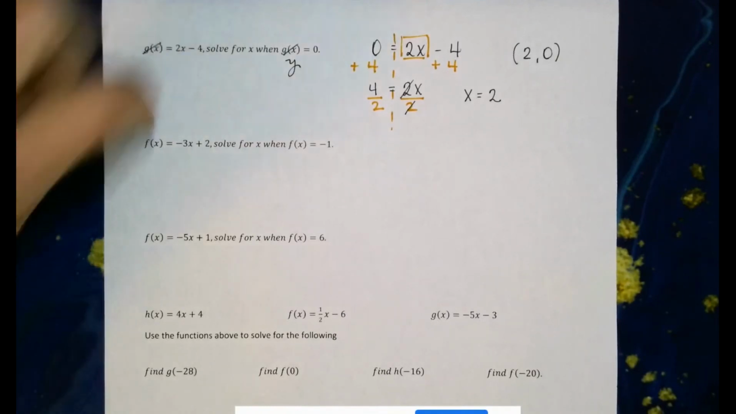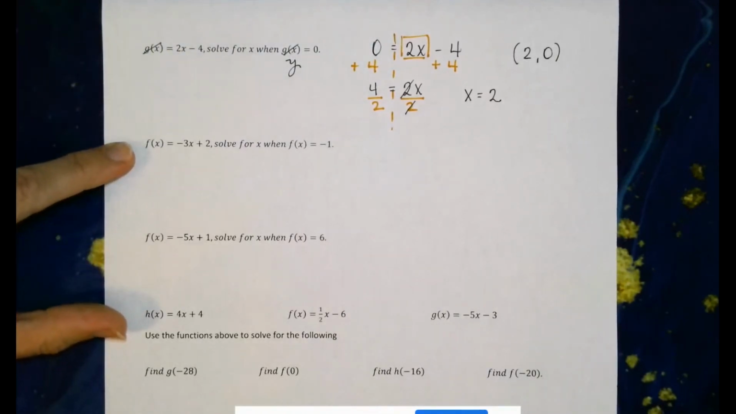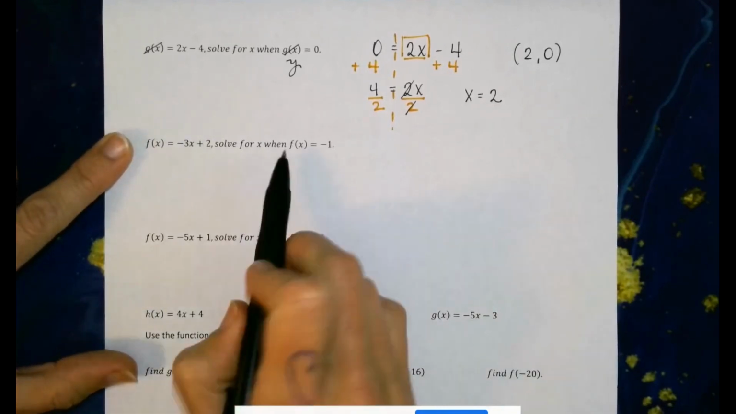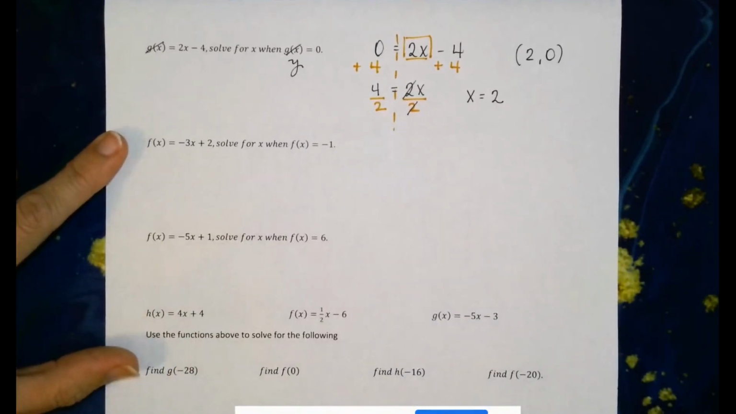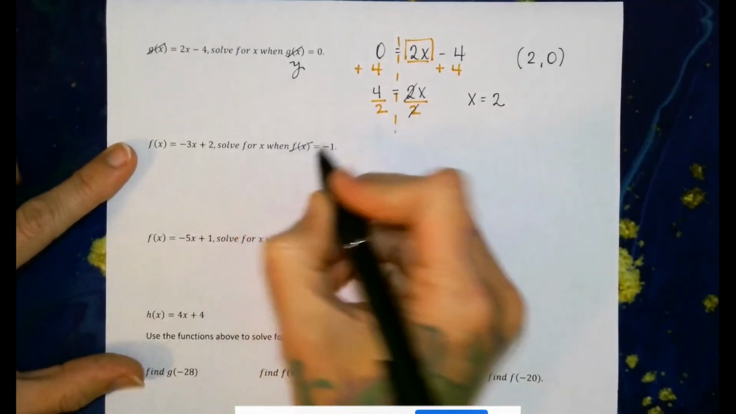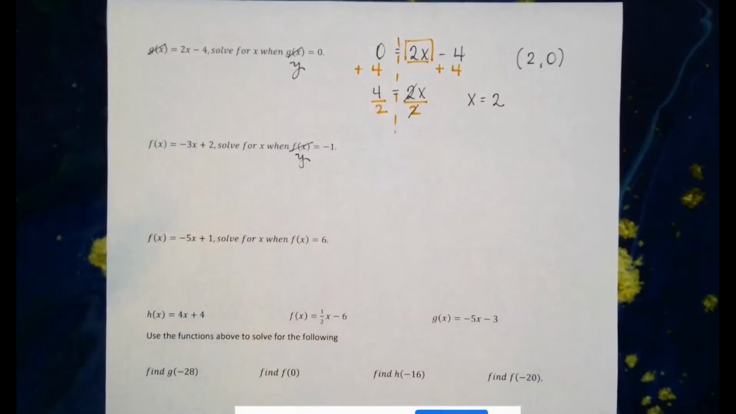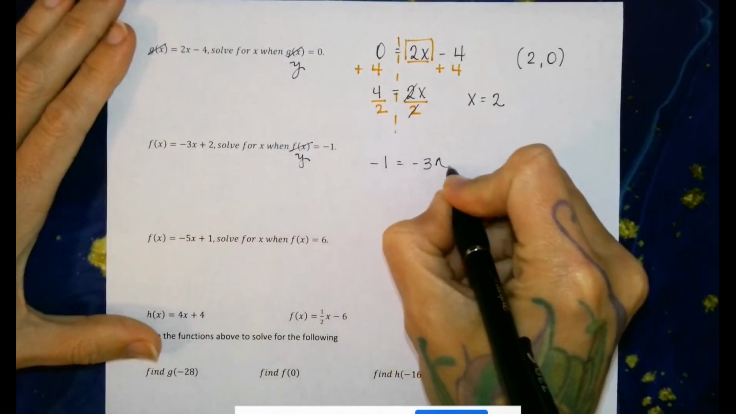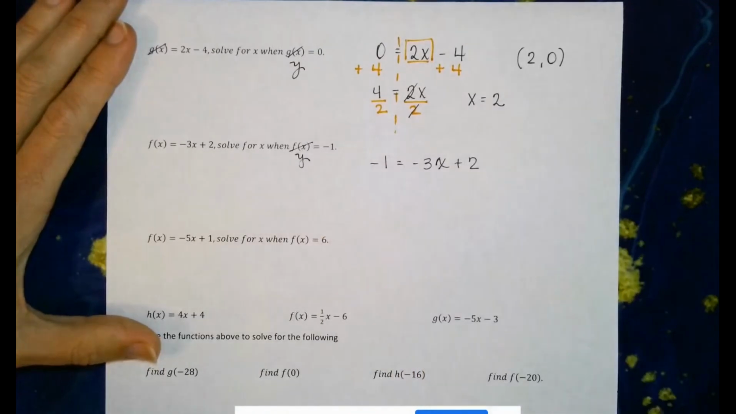All right, so I want to do another one of the same thing. Do we see the pattern, the difference? One more. Okay, so f of x equals negative 1. You go for it. We're solving when f of x equals negative 1. We did not replace x, we replaced y with the number negative 1 because it's on the outside of the parentheses. So it is an output. It is that y value. So again, we have negative 1 equals negative 3. Good job, I see it. x plus 2.